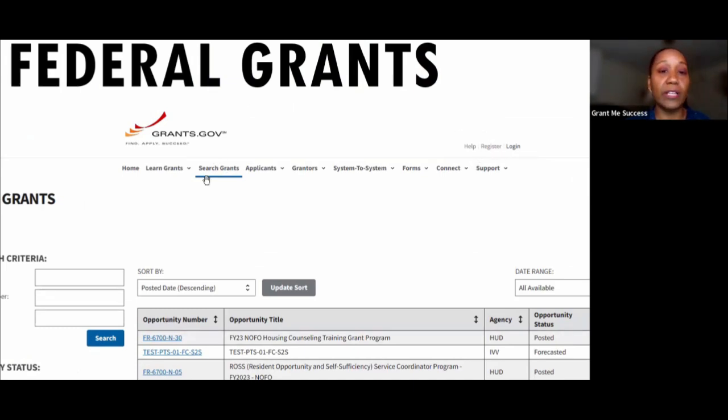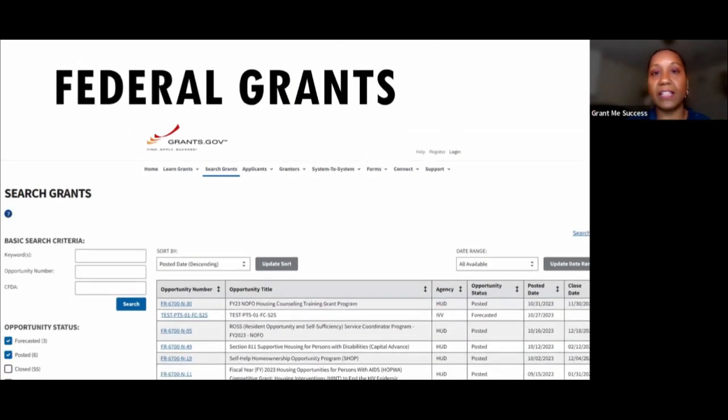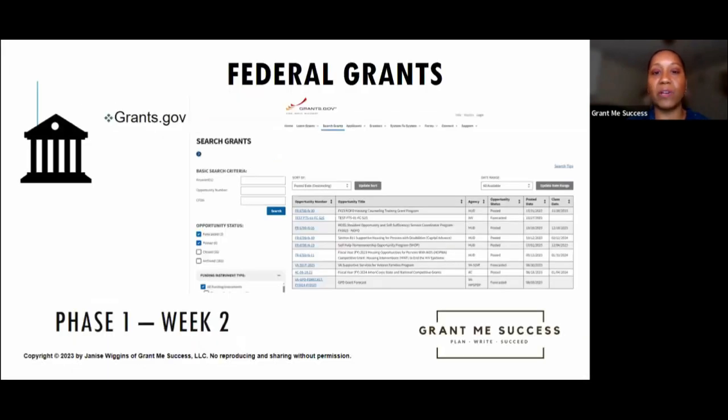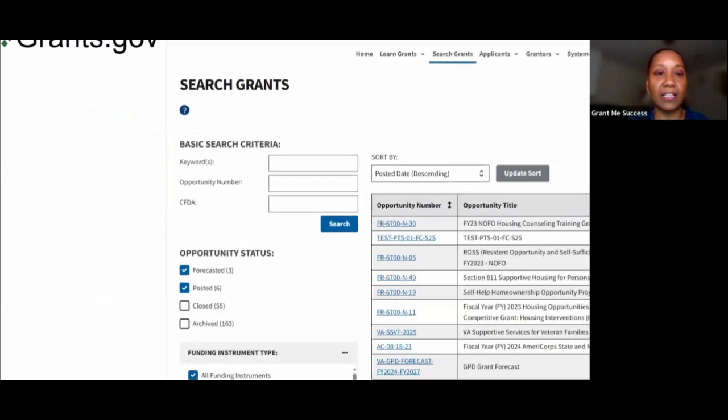Now you can go on here and search without having an account. It is a free website. Your taxpayer dollars pay for it at the federal level. And you see here where it has a keyword search. You could search keywords. So let's say you were looking for a mentoring grant, you could type in mentoring here in this keyword search. If your program targets youth, you could type in youth here.